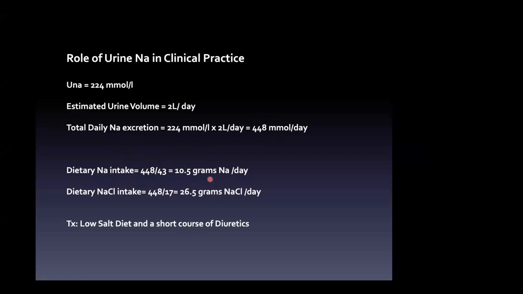And we confronted her and explained our findings to her. Then she was prescribed a low salt diet and a short course of diuretics to get rid of the excess sodium. And after a few days, she was fine. Okay, so this is a classic example where you can just measure the urine sodium, and from the urine sodium, you can actually estimate a person's dietary sodium intake.